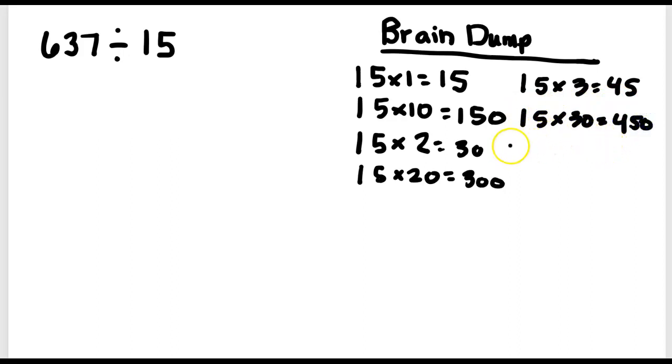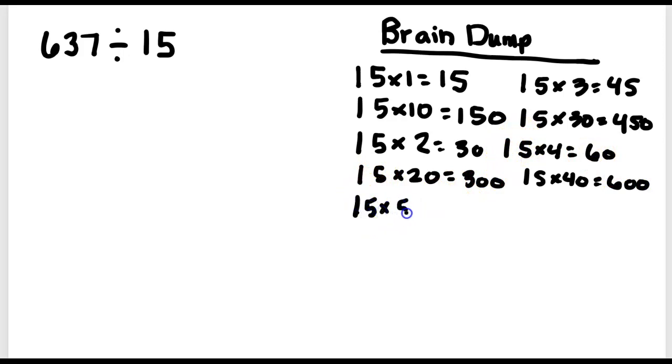Okay, I'll keep going. 15 times 4 is 60. And if I know 15 times 4, then I know 15 times 40. And that would be 600. All right. Then I'm going to go 15 times 5 is 75. So I know that 15 times 50 is 750. Okay, so that's my brain dump. That's all I know, all I can think of that might help me.